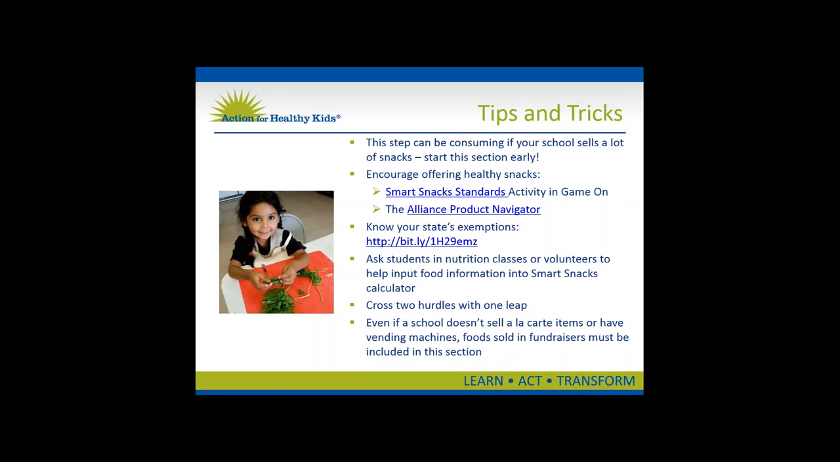If your district is HealthierUS School Challenge certified, you won't have to submit the Smart Snacks portion of your state's administrative review. And remember, even if a school doesn't sell a la carte items or have vending machines, food sold in fundraisers must be included in this section.